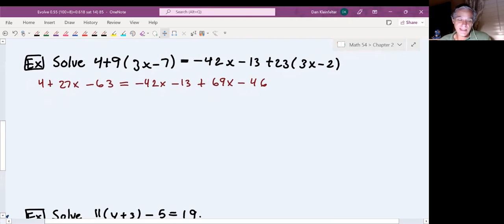So now we can forget the line that came above and just focus on the next one. Combining like terms, 4 plus negative 63 is negative 59. Sorry, my pen just stopped. Give me a second.